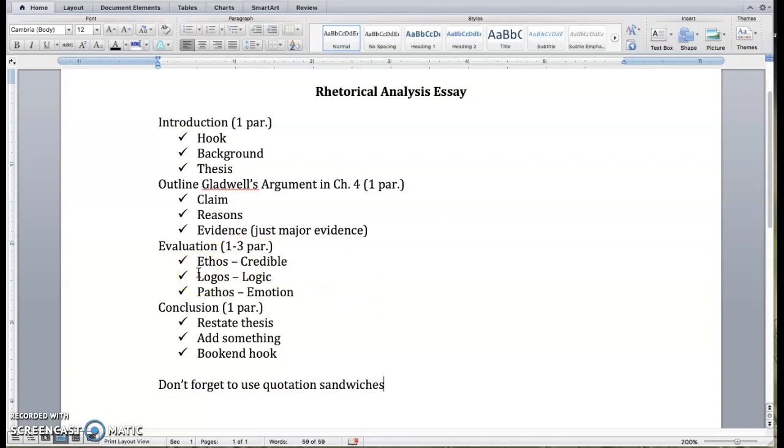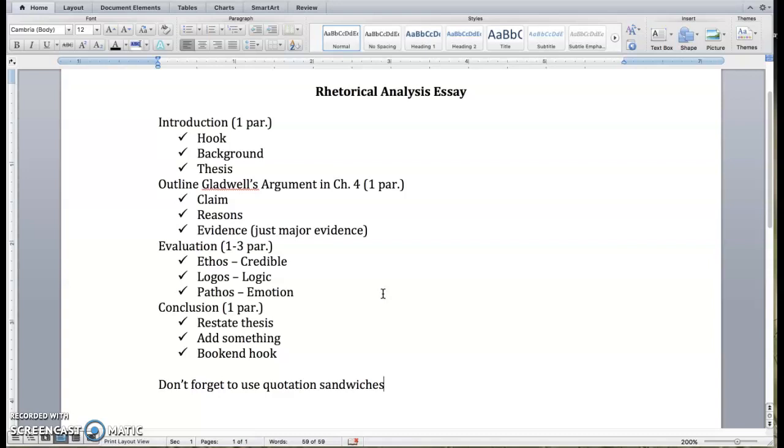After you've laid out his argument, then you can get into your evaluation. And there are a few different ways to do this. If you look at the sample student essays, you'll see a couple of the different ways that they approached it. And I'm going to give you a couple of other ways here that are pretty straightforward.